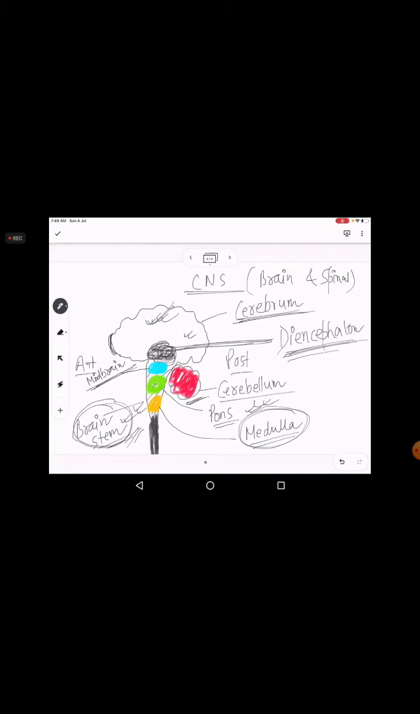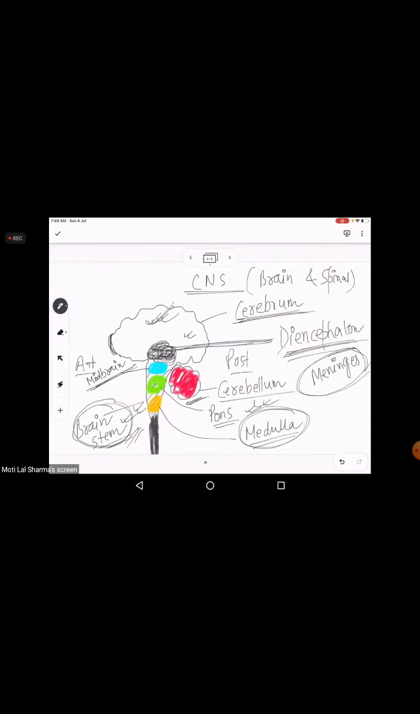Here I should speak about something important, that is, the meninges. You should know about the meninges. Here I have marked one structure, the meninges. What are they? Let me tell you.